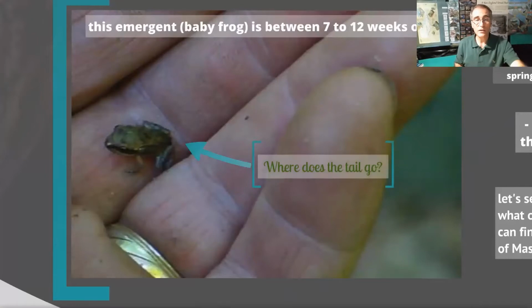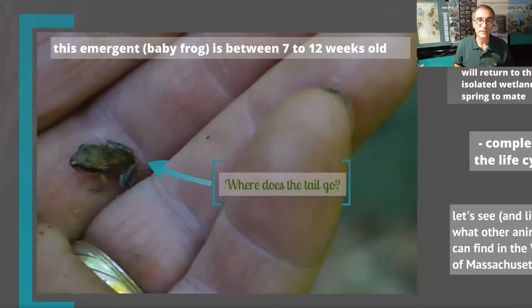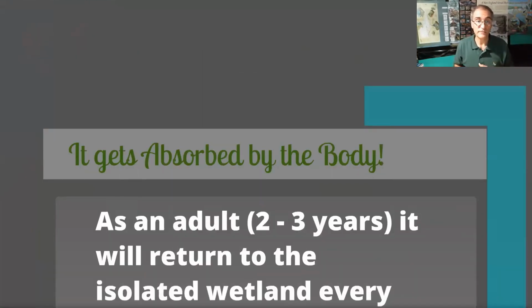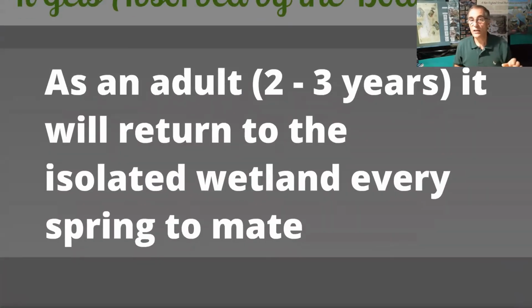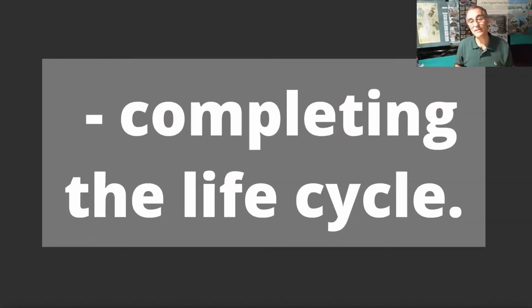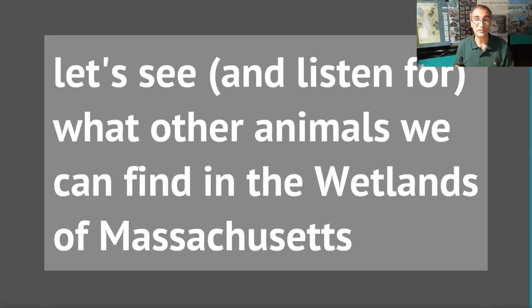I didn't explain this, but it's important to me. The big question is, what do frogs do with their tails? Well, the answer is they don't just drop them. So I call this the frog's lunchbox. It absorbs its tail slowly as it's trying to get out of the vernal pool to go out to the forest. So it gets absorbed by the body. It'll live about 2 or 3 years before it matures to then complete the cycle by coming back and laying eggs.